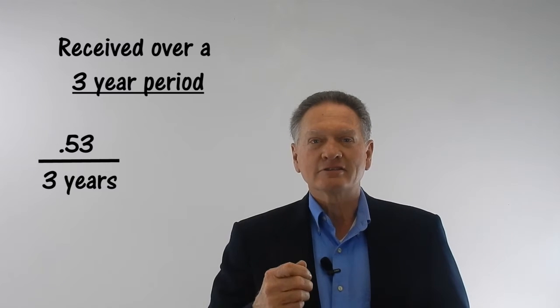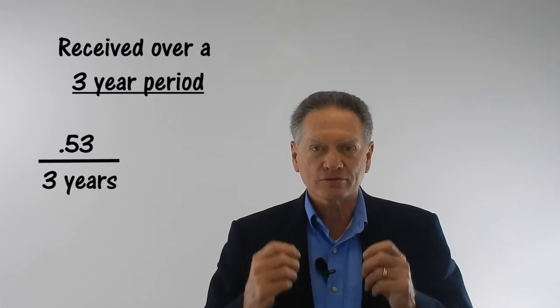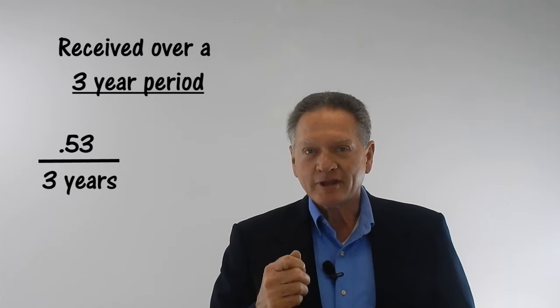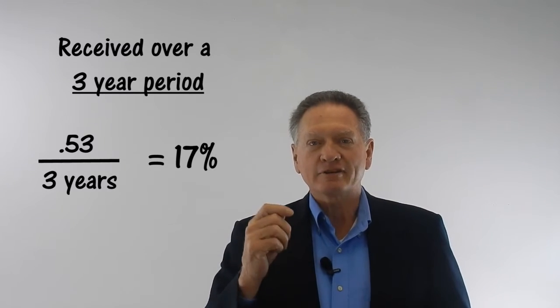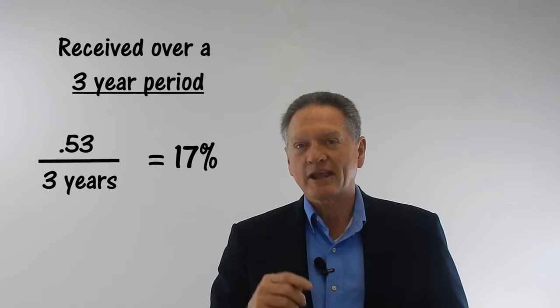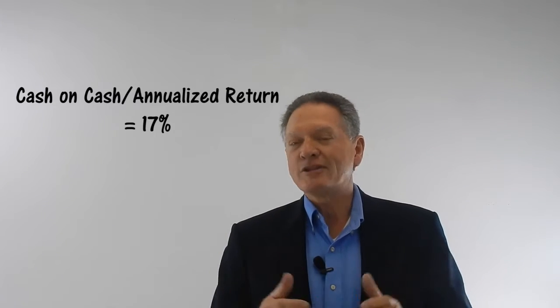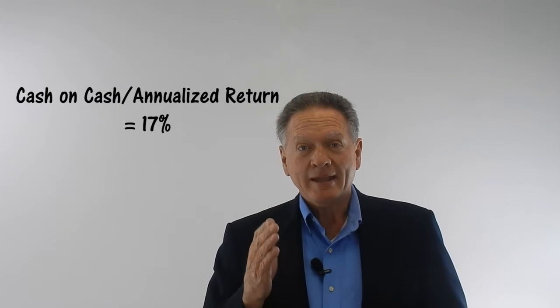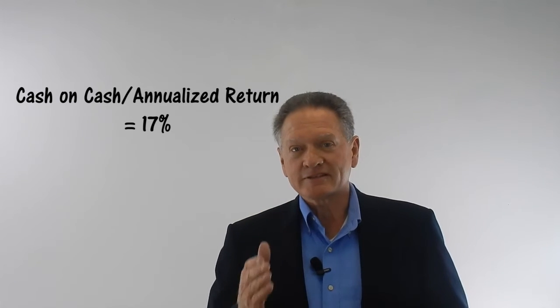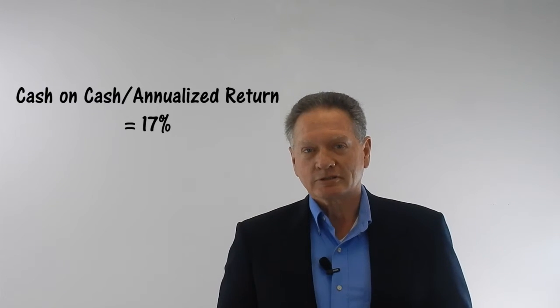Because you received all of that over a 3-year period. So now you need to get the answer back to an annual return. And you do this by dividing it by the 3 years because you always want to get it to an annual percentage rate. So when you divide by 3, you get 17%. That means over the 3-year period, you have received an average cash-on-cash return, or some people call it annualized cash-on-cash return, of 17%. And that's pretty good. That gives you a good comparison of this investment against other investments.